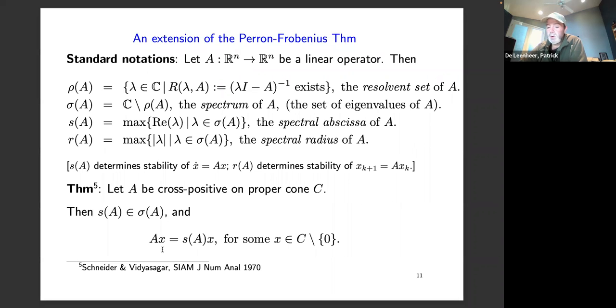And even more, it has an eigenvector x that belongs to the cone. This is really an extension of the classical Perron-Frobenius theorem for cone-preserving maps. The extension goes here from cone-preserving maps to semigroups, operators of semigroups that preserve the cone.